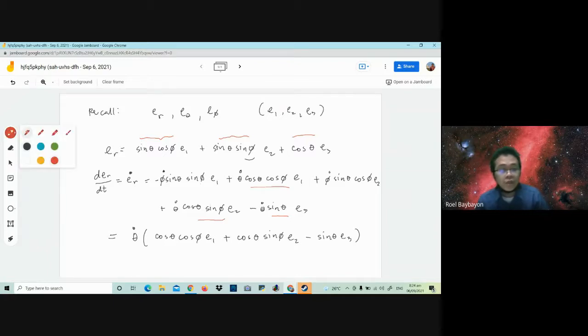If I factor out the theta dot sine theta, how many terms are there? The first term has theta dot sine theta, and theta dot sine theta. So if I factor out the phi dot sine theta, what I will get is minus sine phi E1 plus cosine phi E2.